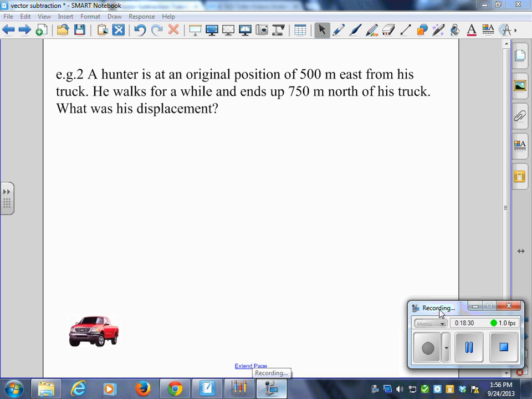Write this down. The question. Draw a nice little truck down in the bottom left-hand corner. The question says, a hunter is at an original position of 500 meters east from his truck. He walks for a while and ends up 750 meters north of his truck. What was his displacement?